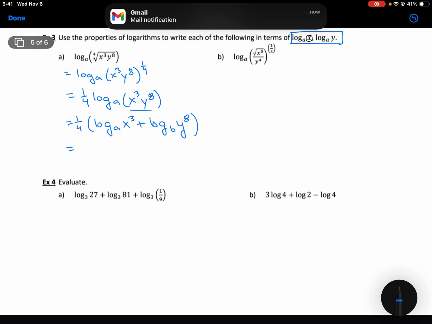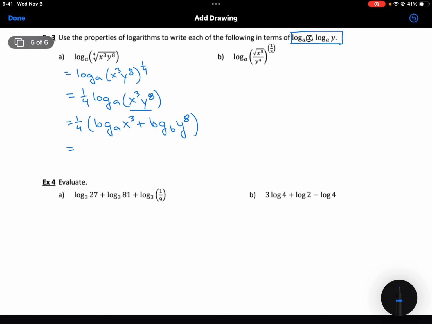Once I've done this, now I'm going to bring my exponents down again a second time, and I'm going to distribute in by the 1/4. So I'll do that in 2 steps. So I've got 1/4 times 3 log a of x plus 8 log b of y. And then I'm going to multiply by 1/4. So I've got 3/4 log base a of x plus 2 log base b of y. And now I've effectively separated it into log base a of x and log base b of y.